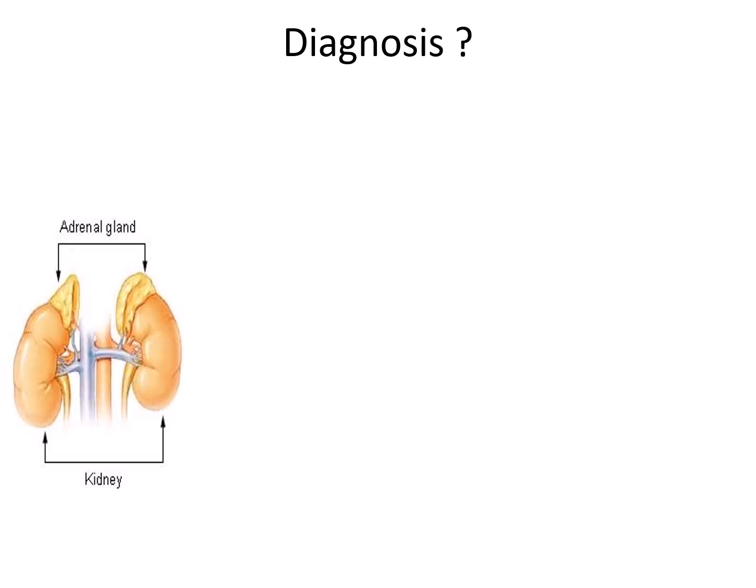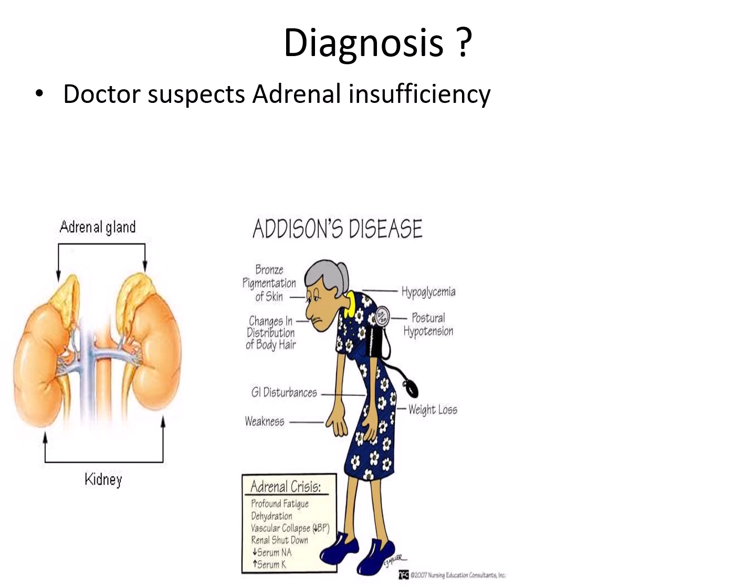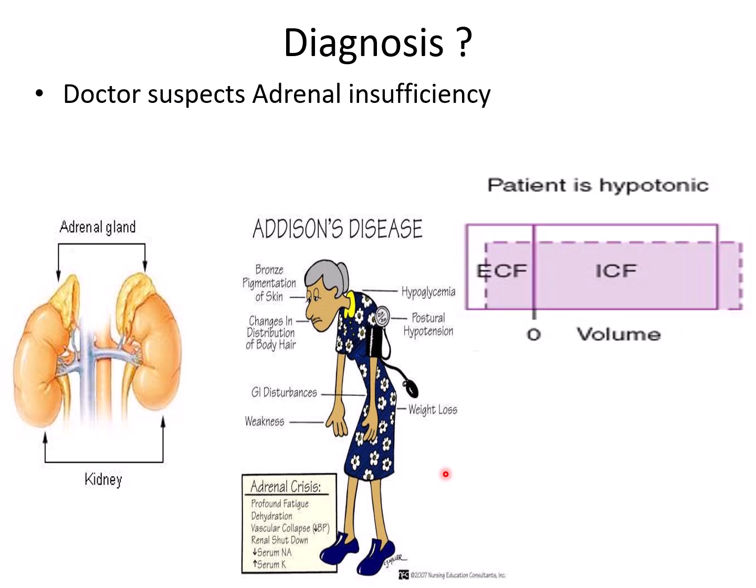Let's try to understand what type of water and electrolyte disturbance is seen in this individual. This is the adrenal gland. The doctor suspects adrenal insufficiency characterized by decreased aldosterone. This is a case of Addison's disease, because one of the clinical features which supports Addison's disease in this particular case is hyperpigmentation of the skin.